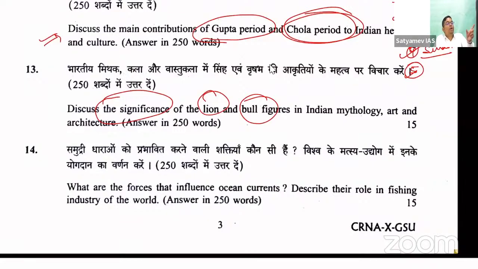If you talk about the seal which was there in the Indus Valley civilization, the half broken seal, it has the presence of lion as well as bulls. Both will be there. So it is very significant with respect to Indus Valley civilization art and culture.